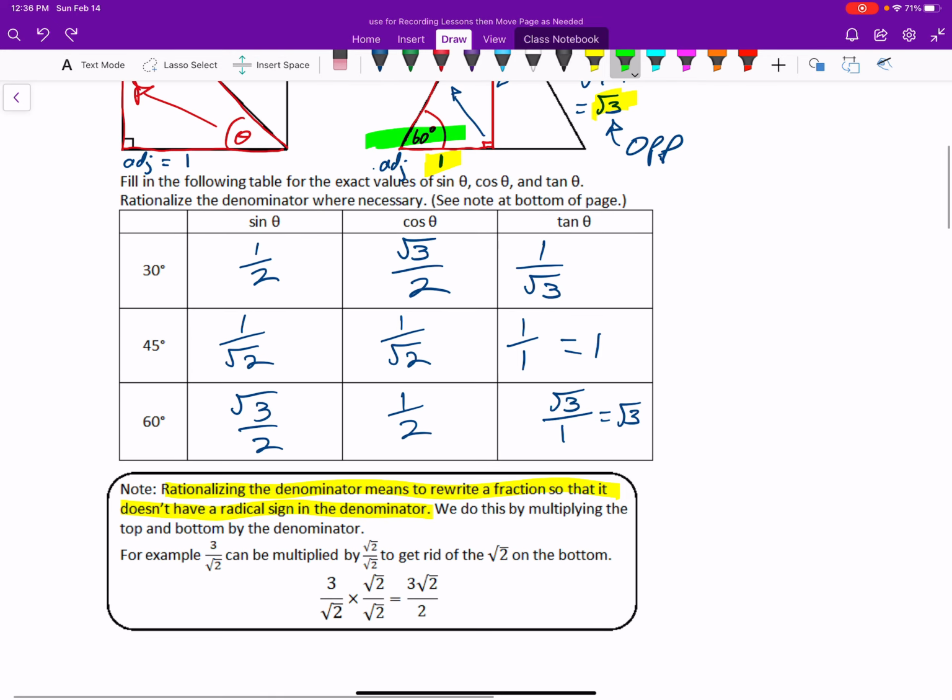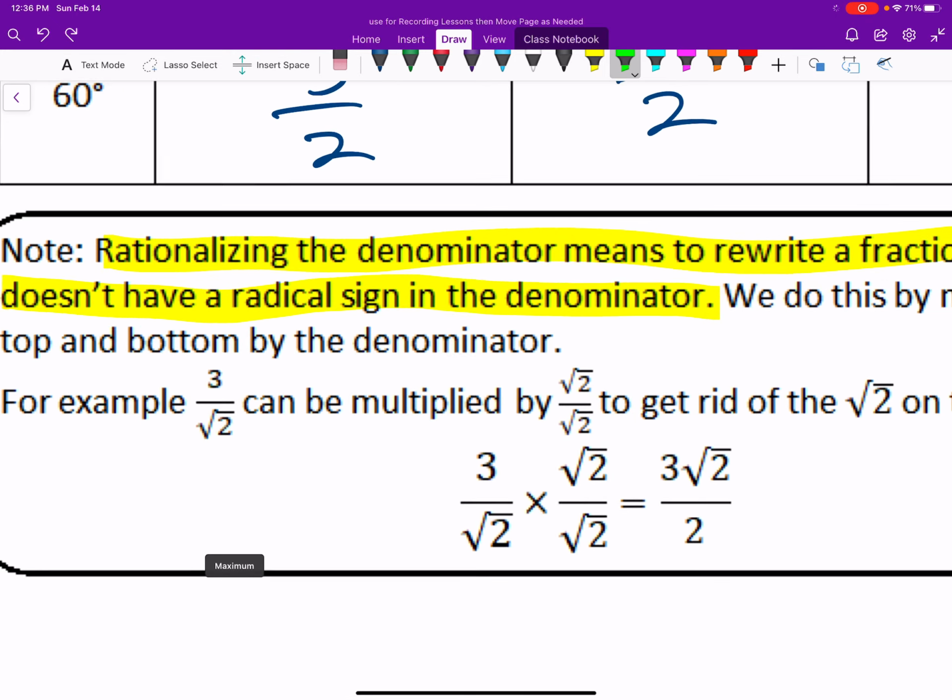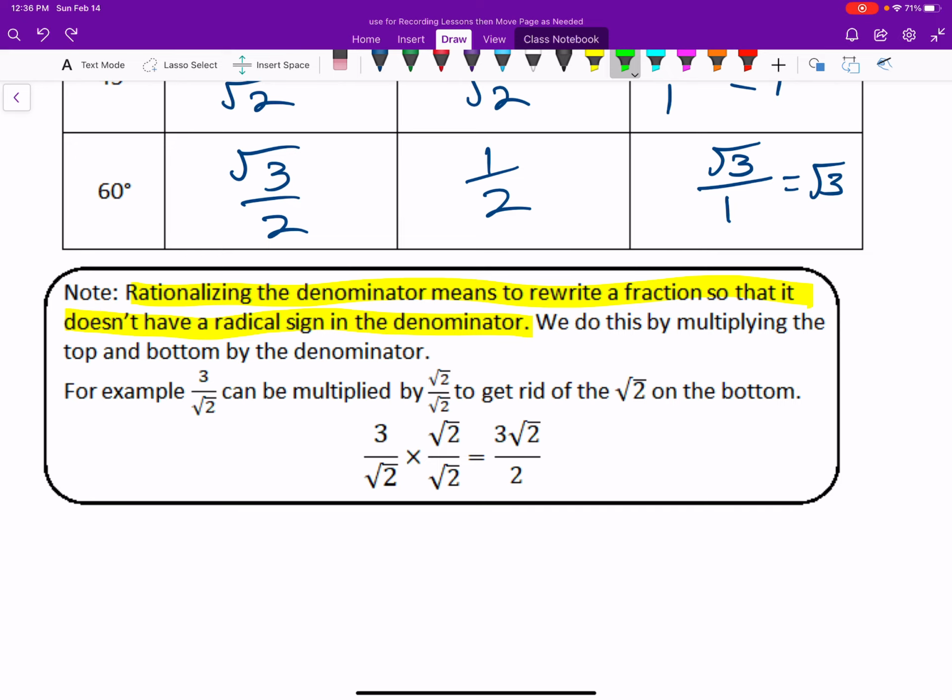So for example, if I had something like 3 over root 2, that's not one of the ones we have above, but if I had something like that, I can get rid of the square root in the bottom if I multiply the denominator by whatever the square root is. So if I multiply root 2 by another root 2, as we've seen before from working with radicals, that would be the square root of 4, or just 2.